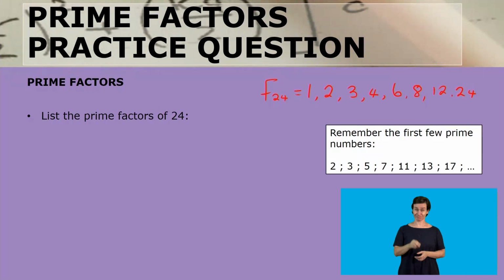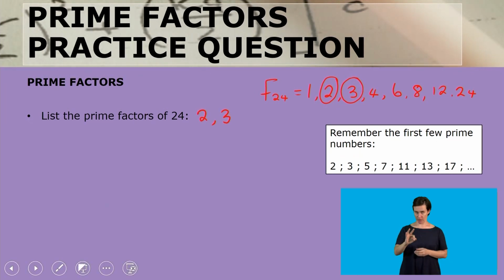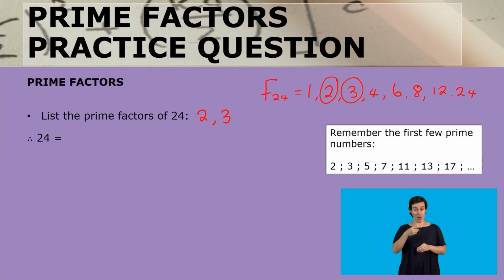If you are thinking of 2, and of 3, then you are absolutely correct. These are the prime factors of 24. So that is our 2 and our 3. If I am going to represent 24 as its prime factors, then I am going to write it out. But remember, there is a method of just breaking down that whole number so that it becomes easier for you to identify those prime factors.